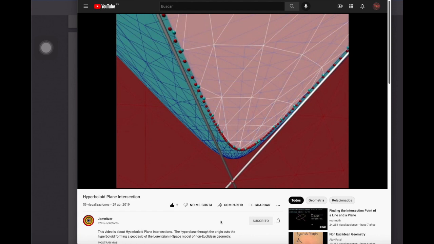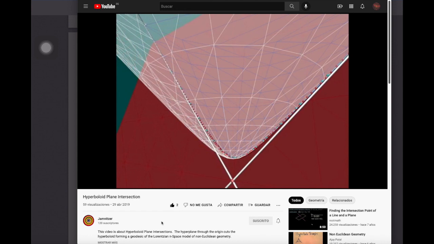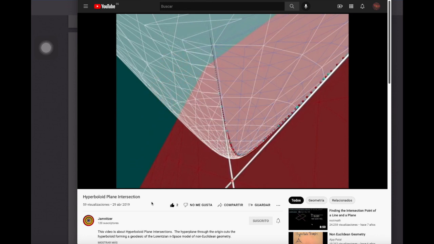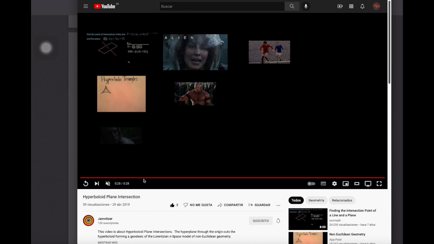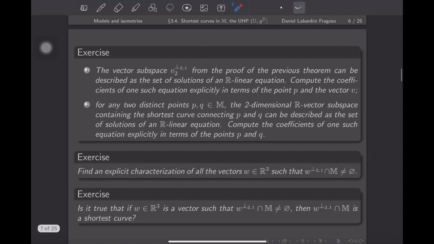Where you can see how they allow the plane to vary, and then you can see how the corresponding shortest curve varies inside the hyperbola. Okay, in any case, the links to the videos are here in the notes. Yeah, and then here what I said completes the picture, because what I have proved is only that every shortest curve is contained in one of these planes, and one would like the full answer, right? That also when you take any plane that indeed intersects the upper sheet of the hyperboloid, then the intersection is a shortest curve, right? So I ask you to complete the picture.